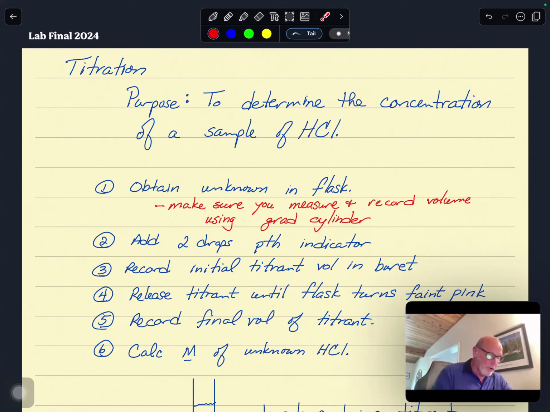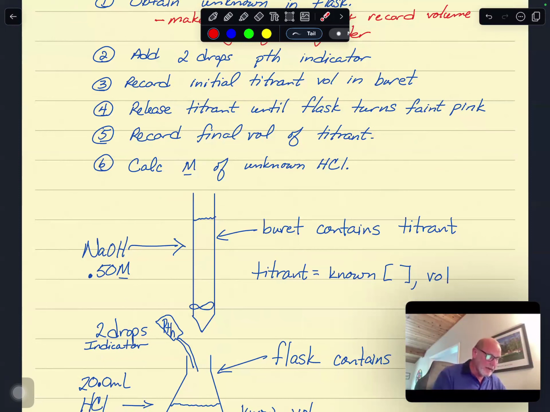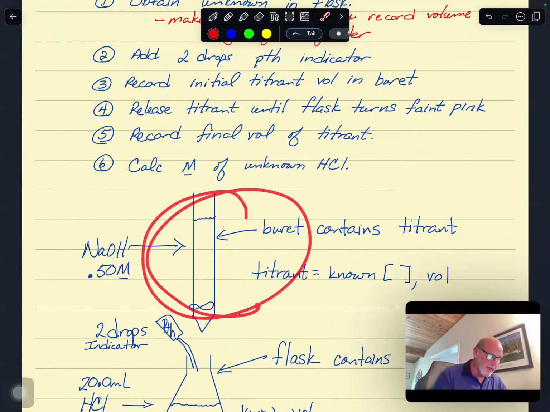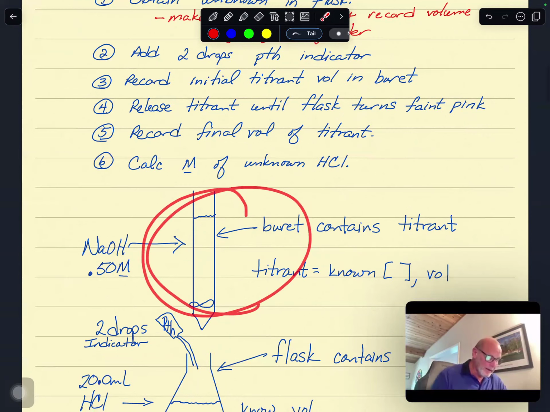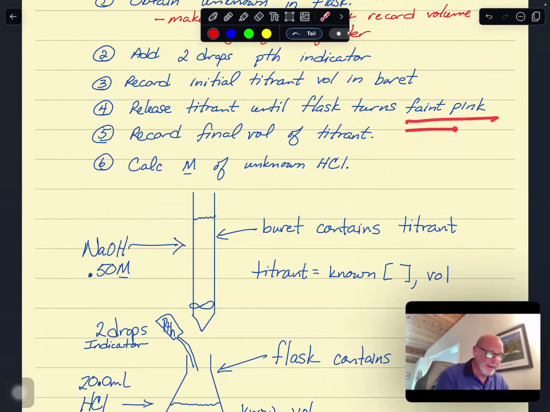Make sure you measure and record the volume. Use a grad cylinder for this. Add your indicator, the phenolphthalein. That's going to be in the little dropper bottles that we've been using. All right. Record the initial volume of the titrant that's in the burette. Then start adding that titrant, the NaOH. Start adding it until, everybody knows this one, faint pink. I've shown you guys what faint pink is, super light pink, 1 drop. Be real cautious here. Record the final volume.